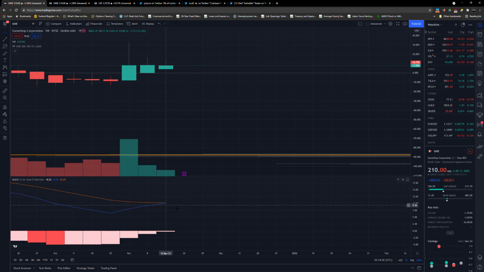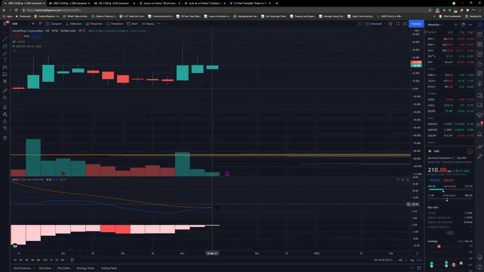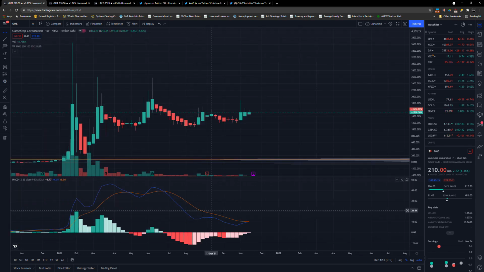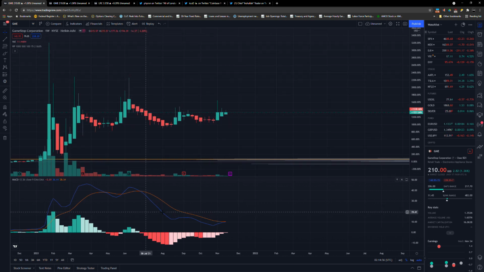Unless shorts step in tomorrow with a lot of shorts and puts to drive this stock down, it's looking like we have a bullish crossover on the weekly chart on GameStop tomorrow. And that should be really interesting to see where it goes.